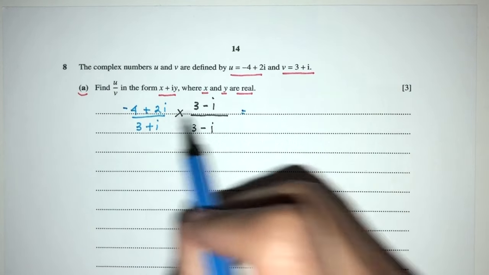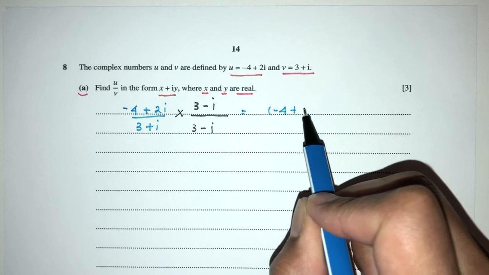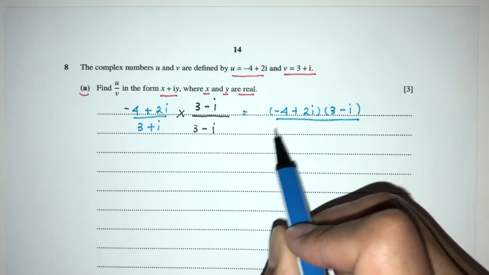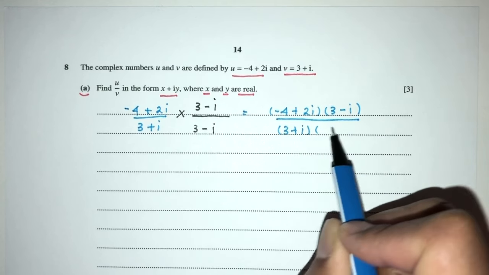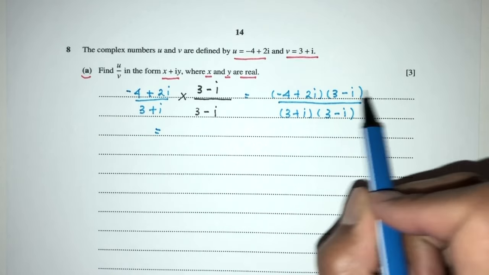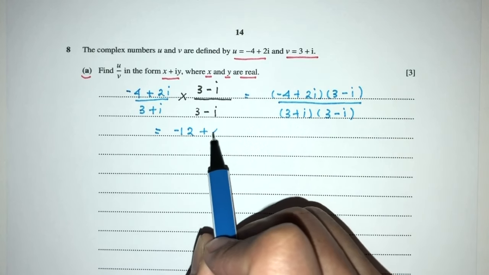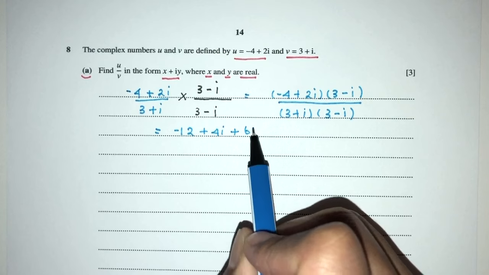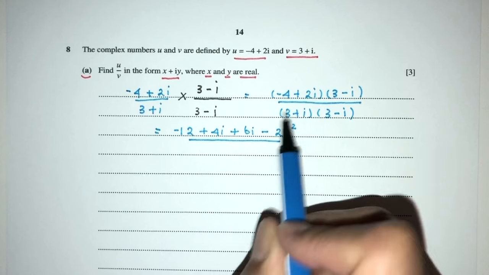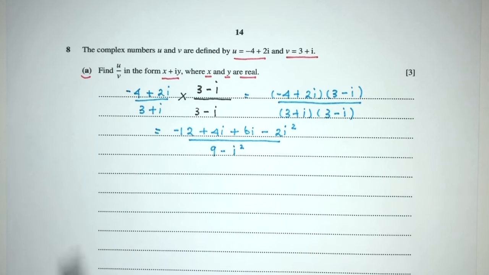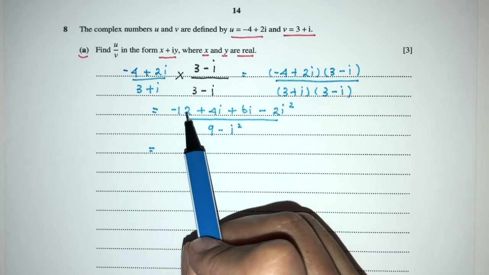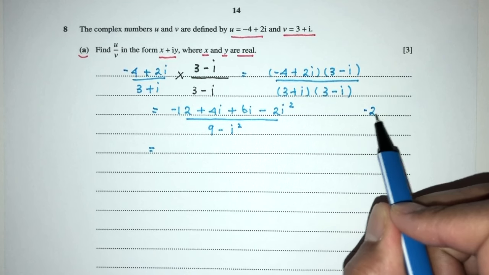So that will give you what? On top you will have minus 4 plus 2i times 3 minus i over 3 plus i times 3 minus i. Now simplify one by one. On top, take this one, multiply this, you will have minus 12 plus 4i plus 6i minus 2i squared over the value of, that will be 9 minus i squared. Simplify, let's see what happens. So here we have minus 12, that should be what? So minus 2i squared is minus 1.